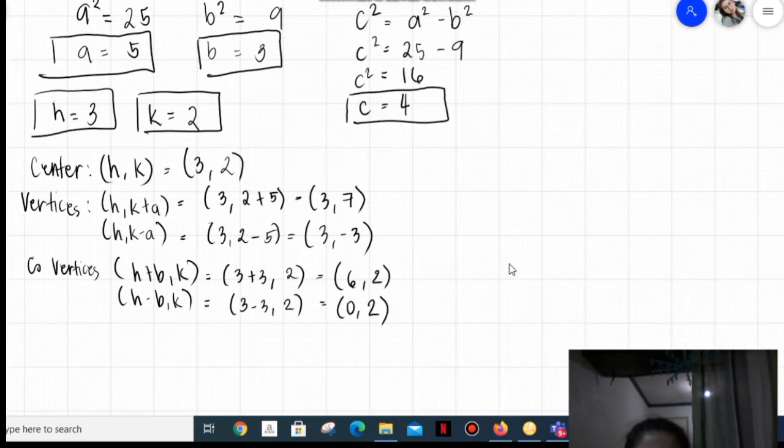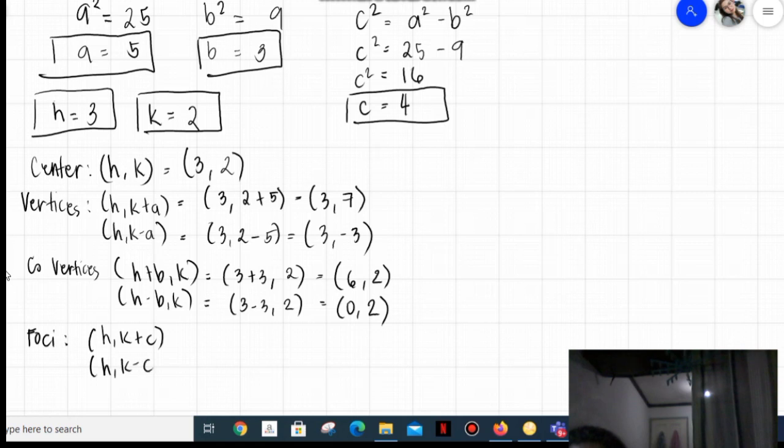So, next one natin is the foci. So, para makuha naman si foci, ang formula naman natin dyan is we have H, K plus C, and then we have H, K minus C. So, that is the formula for foci.